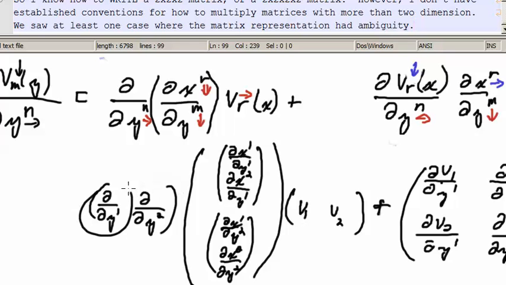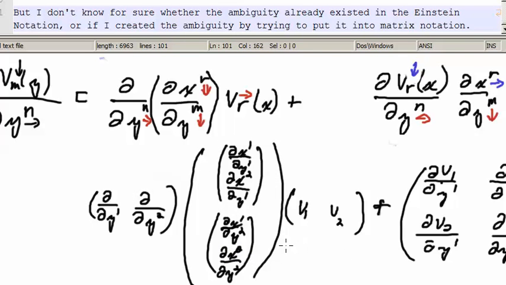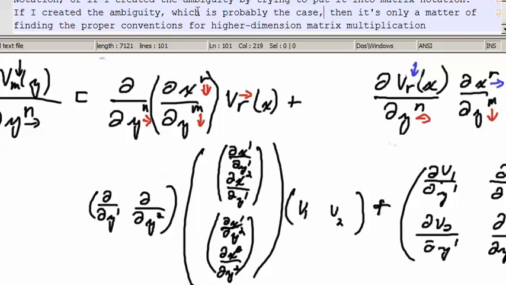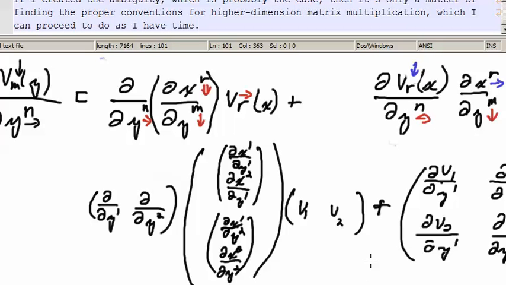We saw at least one case where the matrix multiplication representation had ambiguity. But I don't know for sure whether the ambiguity already existed in the Einstein notation, or if I created the ambiguity by trying to put it in matrix notation. If I created the ambiguity, which is probably the case, then it's really only a matter of finding the proper conventions for higher dimension matrix multiplication, which I can proceed to do as I have time.